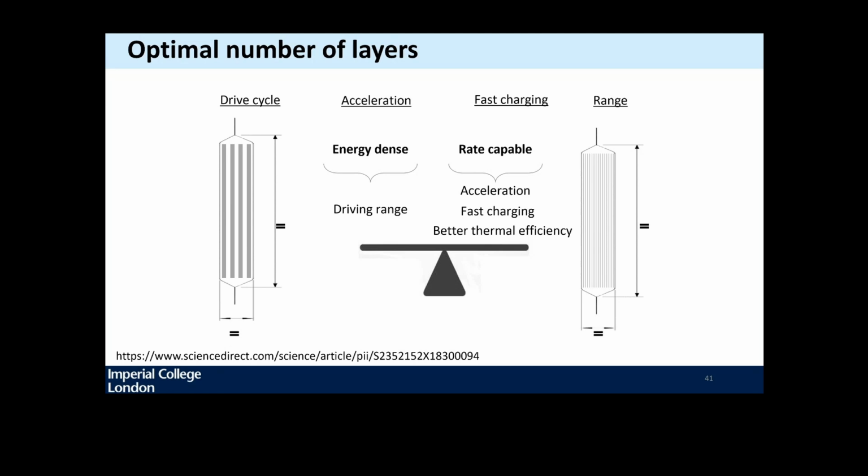rarely do you want a battery that has a very long range that you can never achieve because you would need to draw too low currents, or has very high power but very short range. So how do you decide where in between these two extremes you want to be?